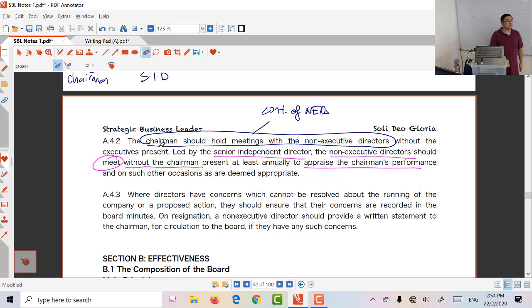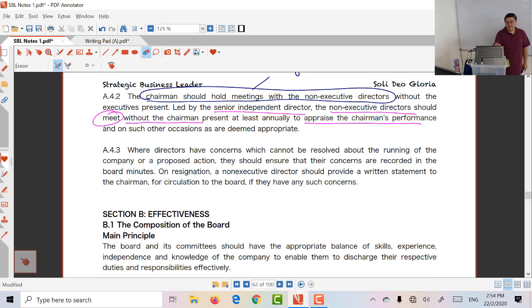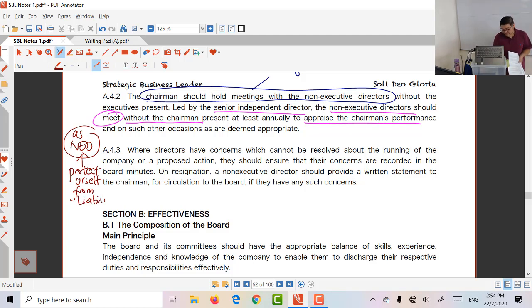Now, that's what they are preaching in the UK. They see this as one of the important things. Now, carry on. Just now I've told you that as a non-executive director, you need to protect yourself from this added liability. How do you protect yourself from this liability?